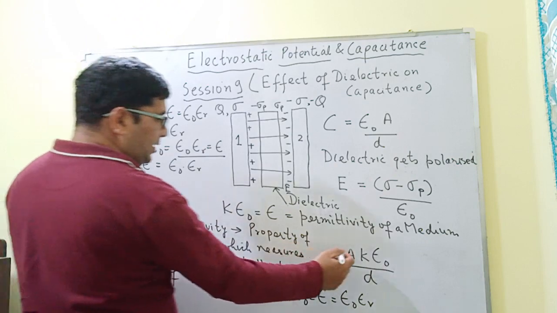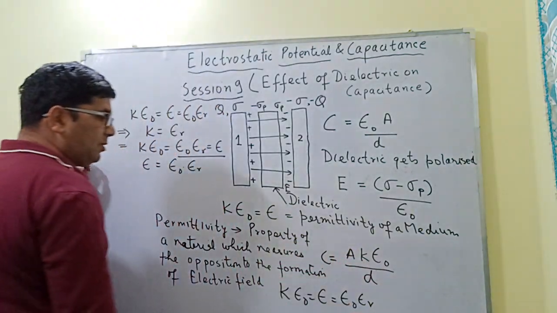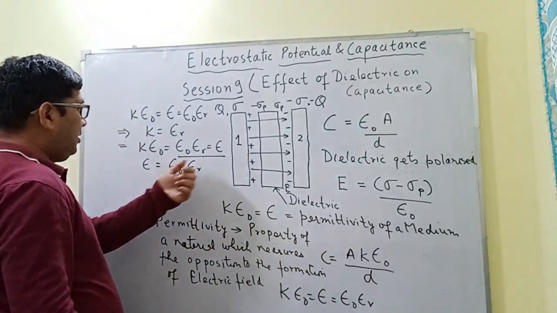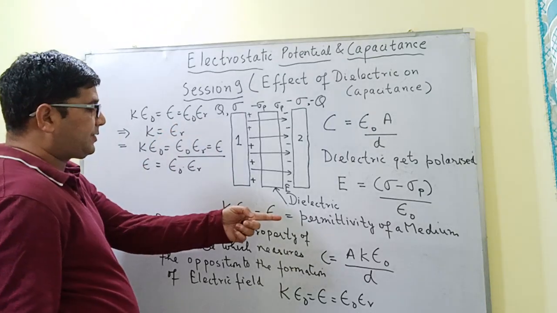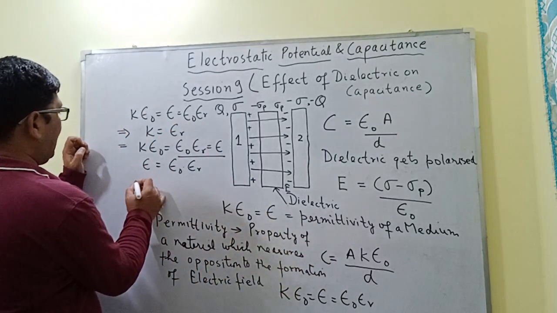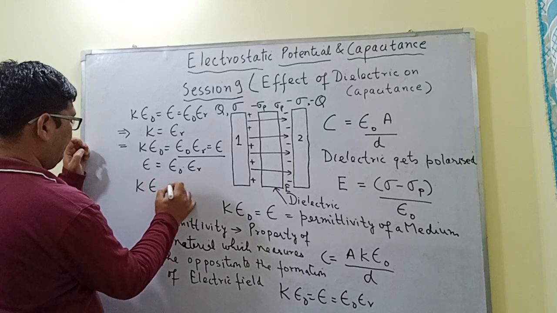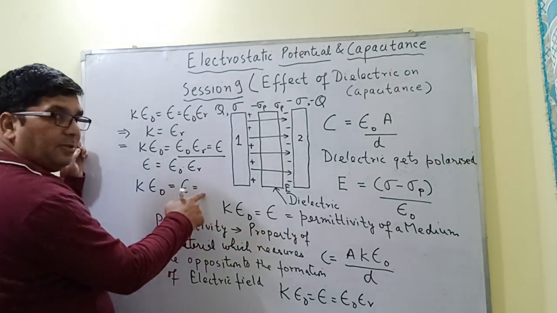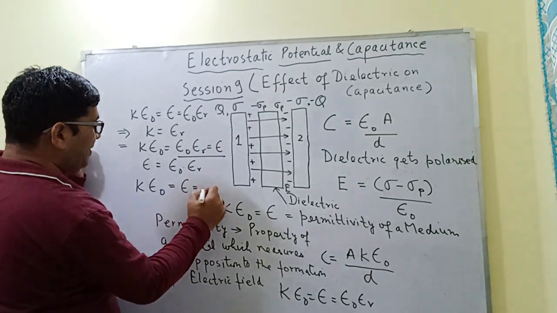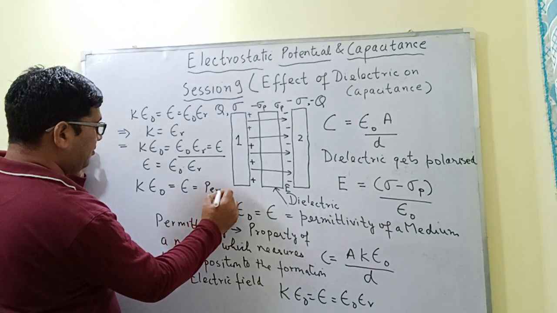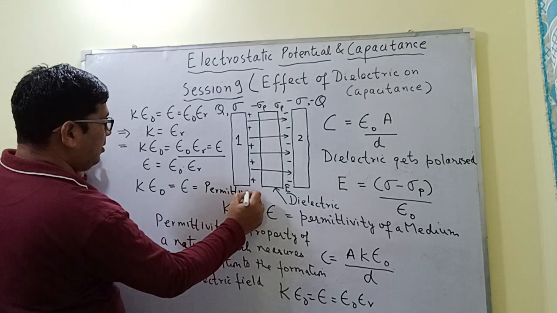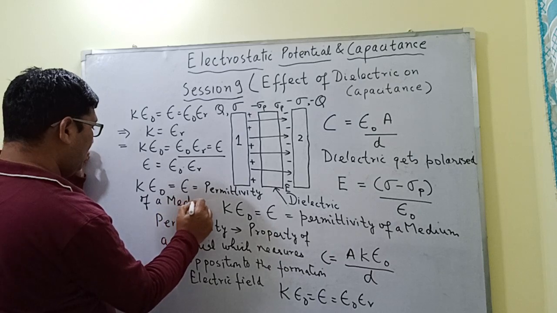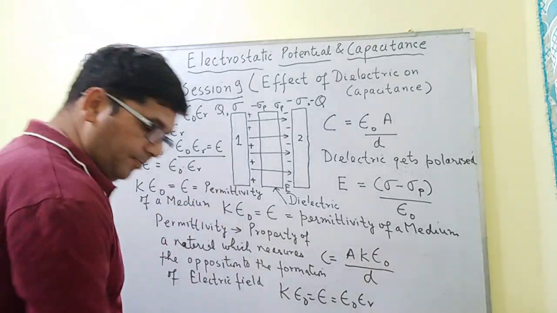So now let's come to this equation, that is C is equal to A K epsilon naught upon d, and where K epsilon naught is equal to epsilon, and this epsilon is the permittivity of a medium. ठीक है.